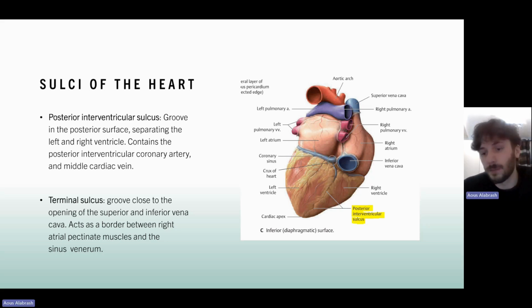And then we have the terminal sulcus, which is a groove that's close to the opening of the superior vena cava and the inferior vena cava. This one acts as a border between the right atrial pectinate muscles and the sinus venarum, which I think will be discussed more in other videos. I'm not sure which of my colleagues is going to talk about it, but it should be covered in other videos.